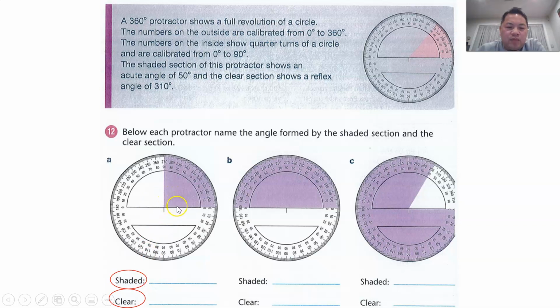For this case, the shaded part is an acute angle, and the reflex angle is over here. And then again, this is the shaded part, and the unshaded part is over here for the second question. For the third question, the shaded part is here, and the clear part is over here. So get your readings and put down your answers accordingly.